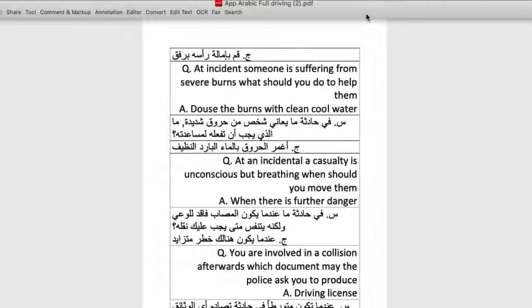You are involved in a collision. Afterwards, which documents may the police ask you to produce?